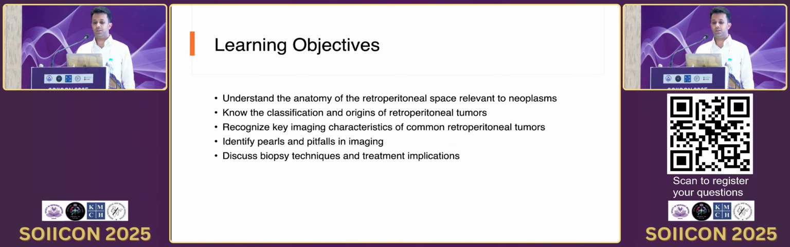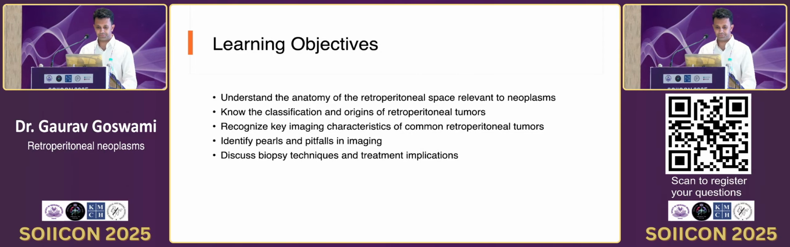So today's topic, the learning objectives are: understand the anatomy of retroperitoneal space relevant to neoplasms, know the classification and origins of the retroperitoneal tumors, recognize key imaging characteristics of the common retroperitoneal tumors, identify pearls and pitfalls in imaging, and discuss biopsy techniques and the treatment implications.